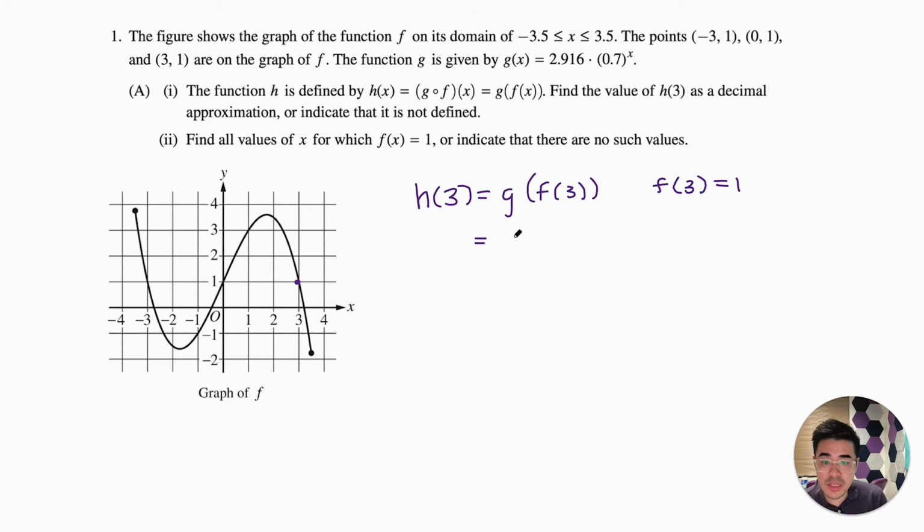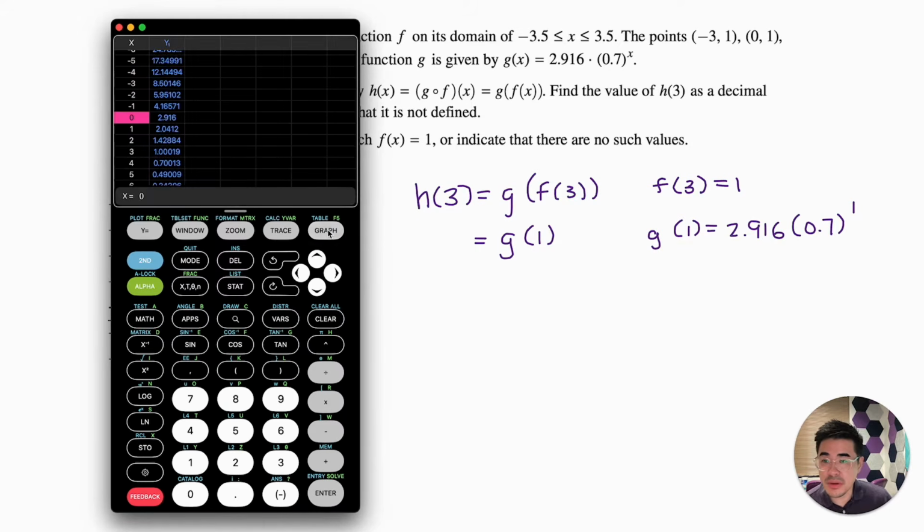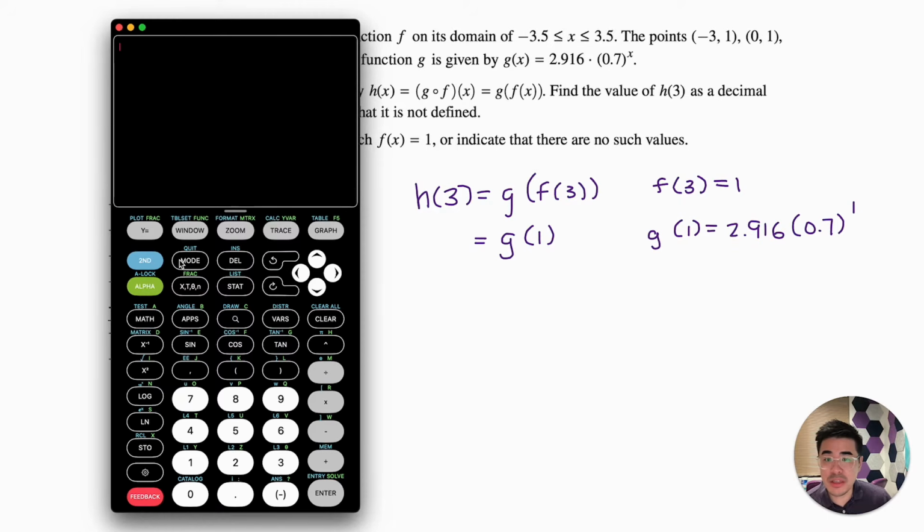So then this would equal g of 1, right? I'm replacing this into the function. So what is g of 1? G of 1 basically requires me to go into my function and just plug in 1 for x. So there's a couple ways I could do this. Because I've already graphed this function, I could just go to the table and search up the corresponding value. So the corresponding value in the table would be 2.0412.